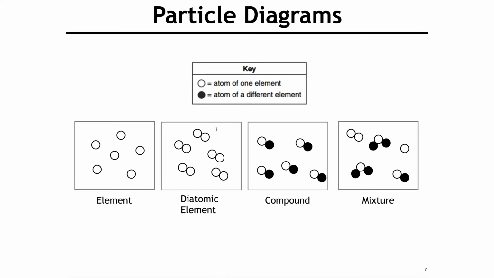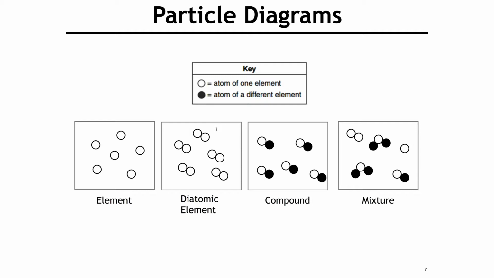All right, now particle diagrams. There are 4 types that you need to know. If you know all 4 of these, you're going to get all the questions right. So you have an element. They give you a key, and that means you should only see 1 element in there. A diatomic, like we said before, exists 2 together, so you want to have 2 of the same element together. A compound needs to be composed of 2 different elements, so you're going to have 1 white, 1 black.